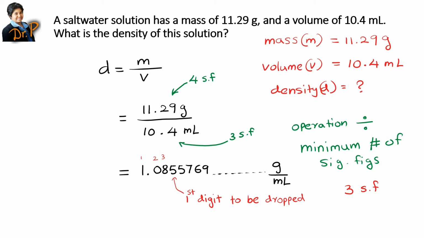So that means we are going to report this number as 1.09. Why did we do it like that? Because the first digit we are dropping is 5 or greater. And this is our final answer with the correct number of significant figures and correct units.